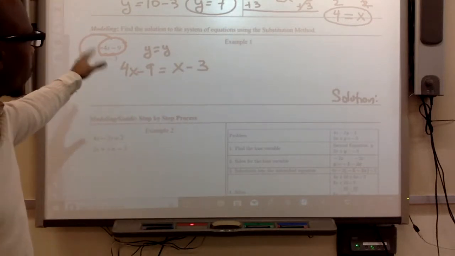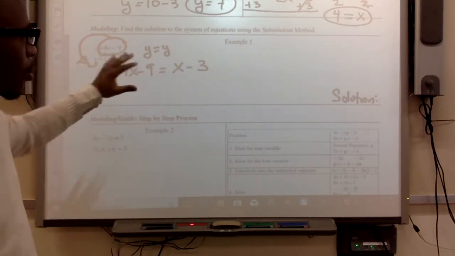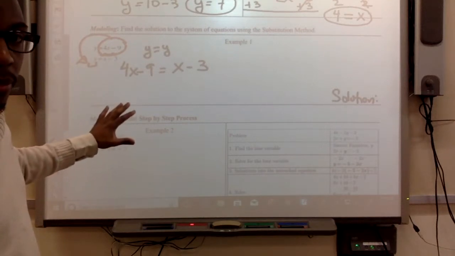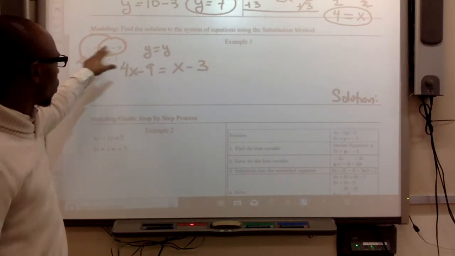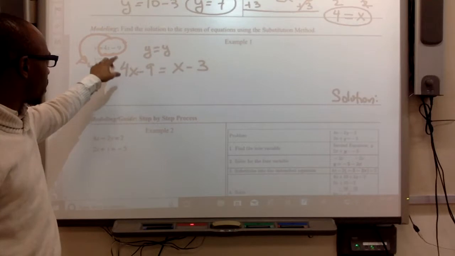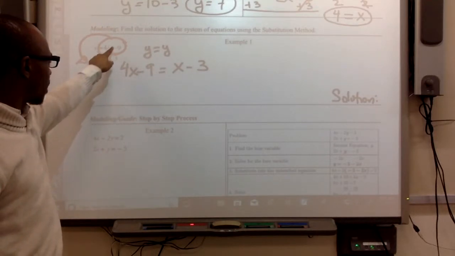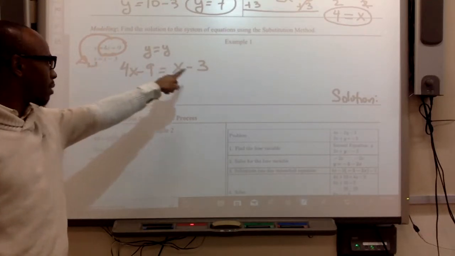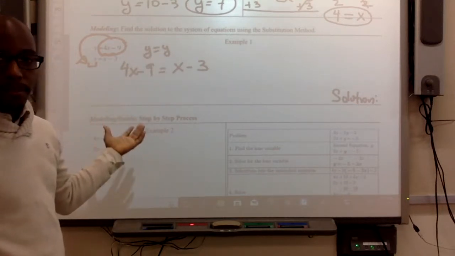Here, it said y was equal to this, and it said y was equal to that. So I substituted y in. Since this says y is equal to that, and the bottom says y equals this, instead of writing y there, let me change that to 4x minus 9 is equal to x minus 3, or y is equal to y.